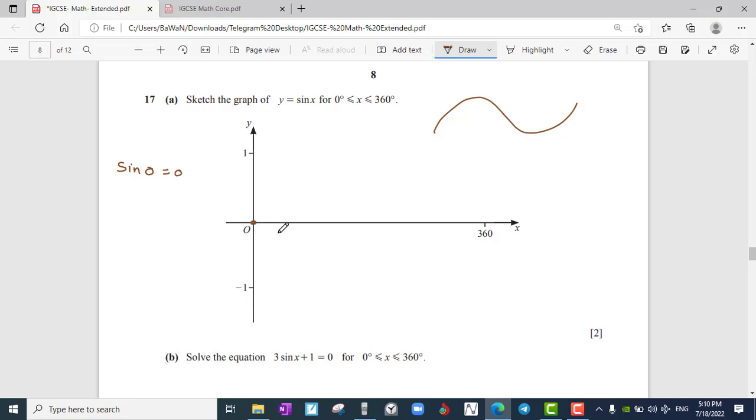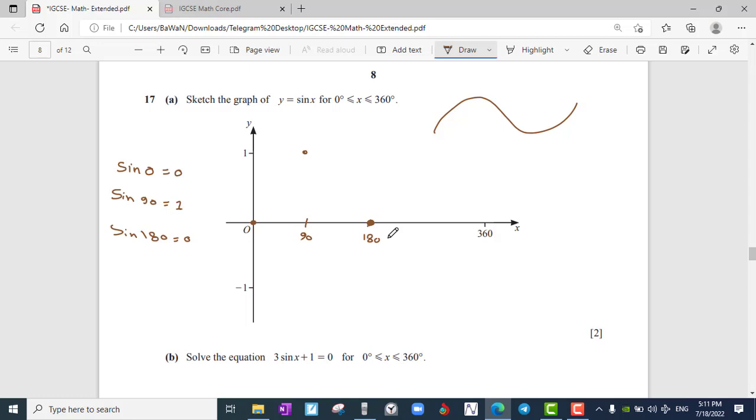For sine, cosine, and tan, we always go by 90 or pi over 2. After 0, I test 90. Sine of 90 is equal to 1. From 0 to 360, halfway is 180, and halfway from 180 to 0 is 90. We have another point here. Sine of 180 is 0. You can use the calculator to find these numbers.